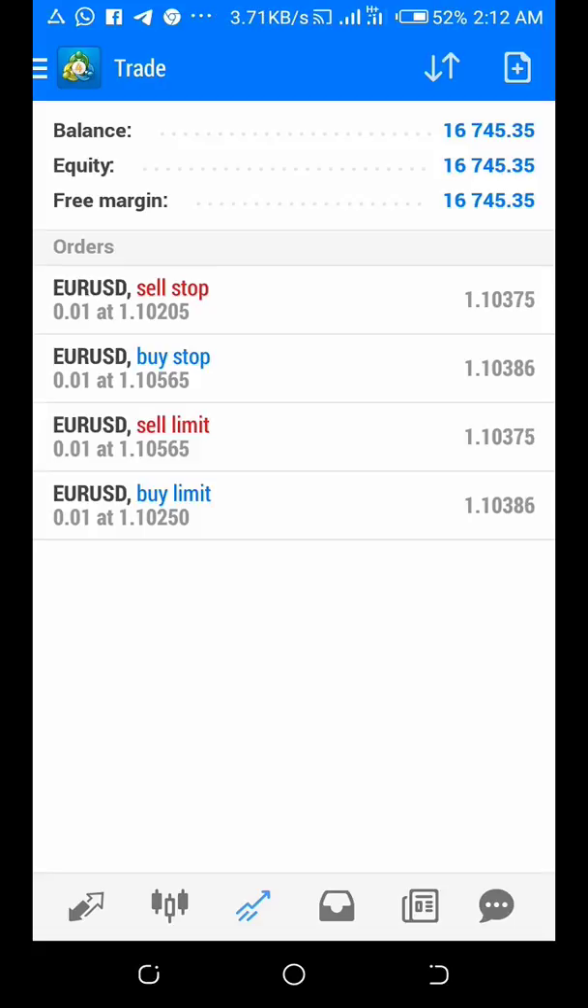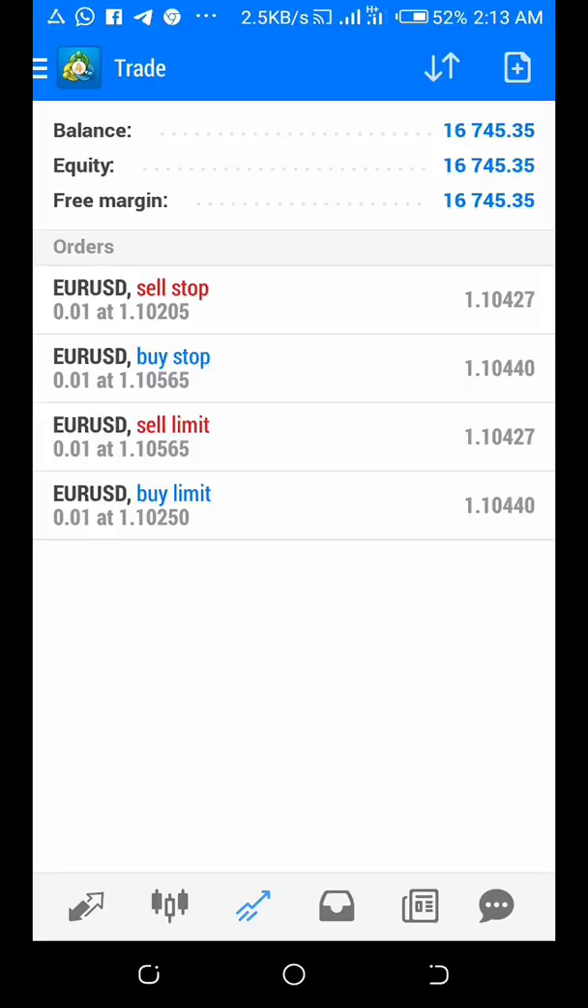Let me define it again as a point of emphasis. I said buy limit is an order placed below the current price and you expect the price to go up. You expect the price to sell to a particular point before buying. And then what is sell limit? Sell limit is an order placed above the current price. That means the market will buy a little, and after buying, it will now start selling.